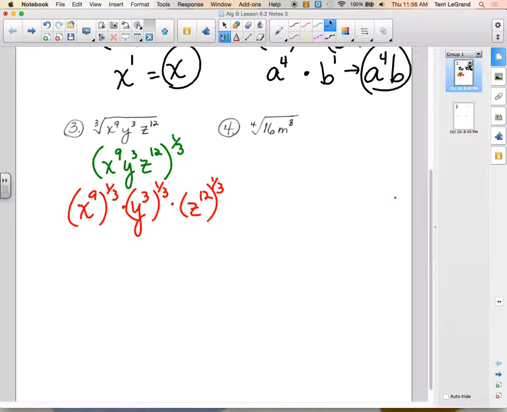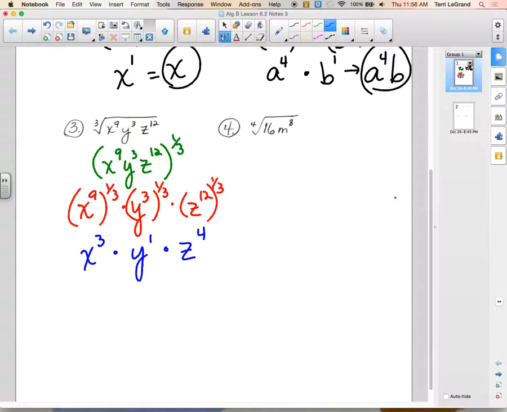Okay, Shamarky, what is it? X to the 9th, to the 1/3. Can I simplify x to the 9th raised to the 1/3 power? Well, I just wanted to simplify it, Riley. X to the 3rd. So in other words, I'm taking 9 times 1/3, and then I'm going to have y to the what now, Shamarky? Y to the 1st, and Z to the 4th.